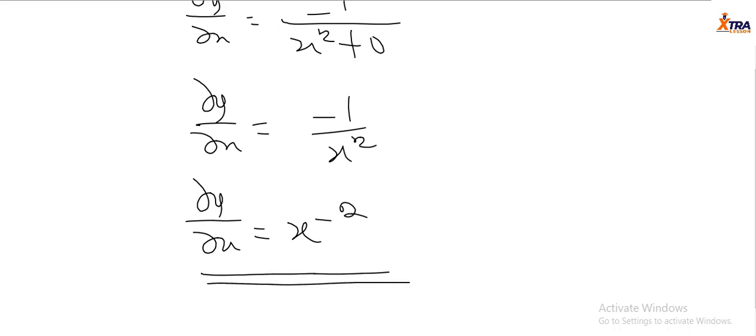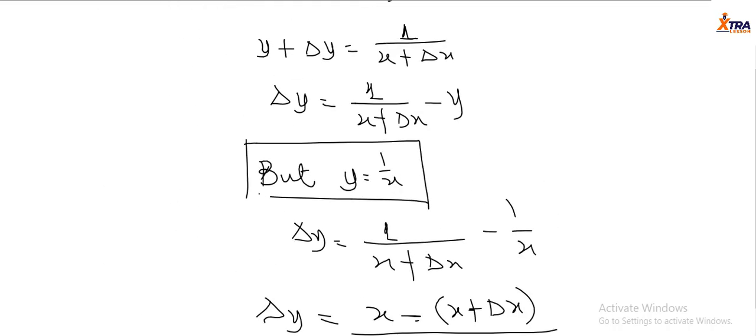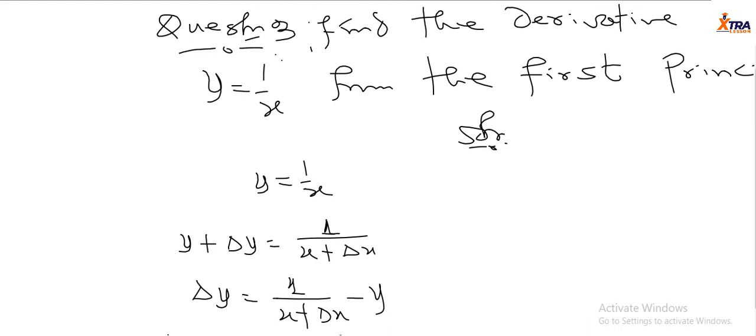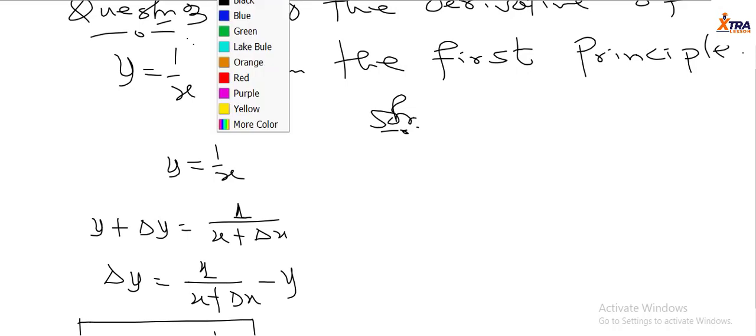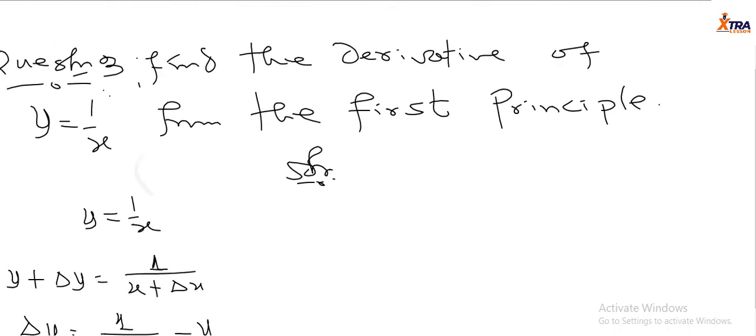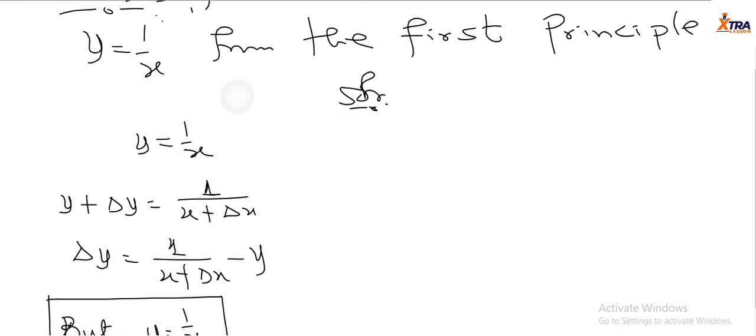So this is how to differentiate y equals 1 over x using the first principle.